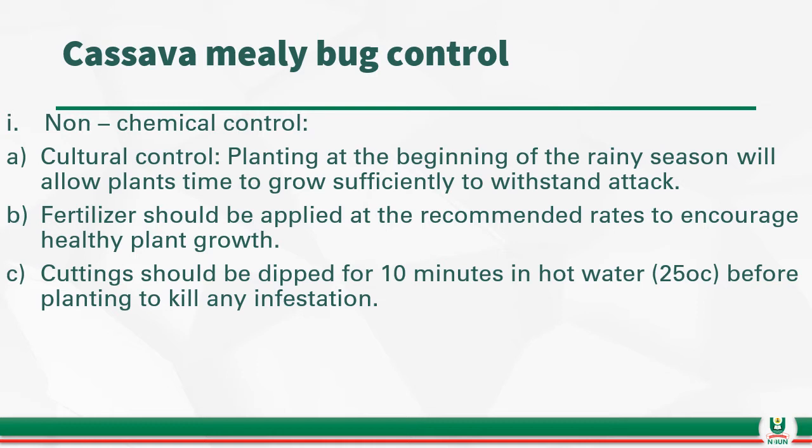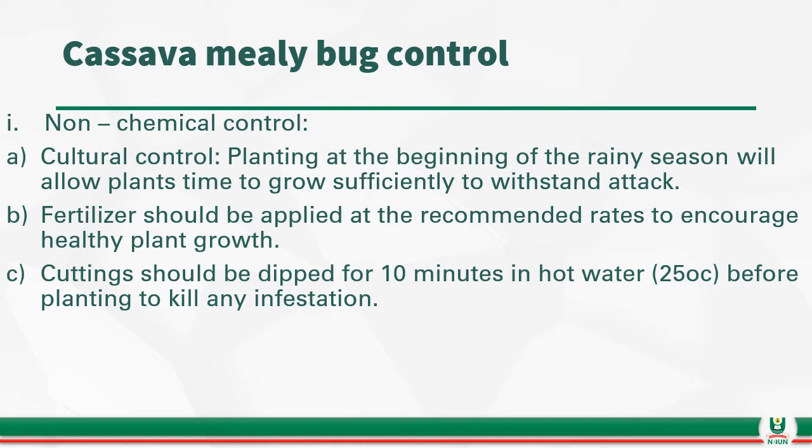So that is why it's always good to plant early, and also fertilizer should be applied at the recommended rates to encourage healthy plant growth. When you apply fertilizer at the right time and the plant utilizes the fertilizer well, it keeps it strong, and it will be able to withstand any attack of these cassava mealybugs.